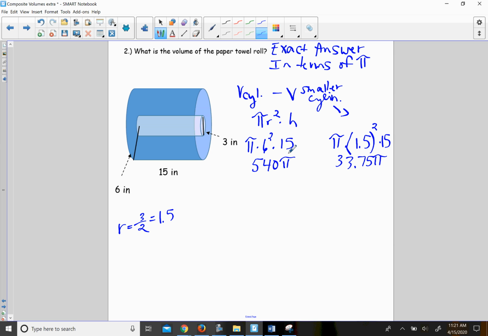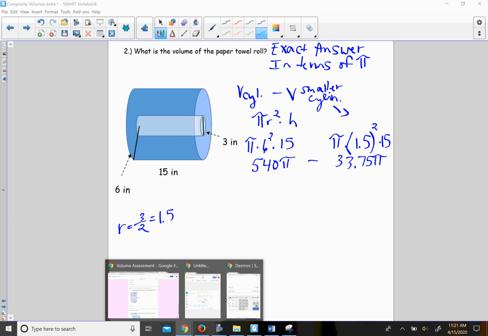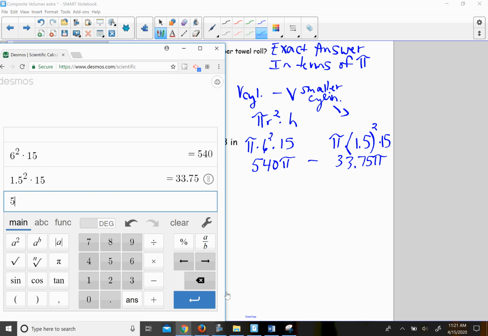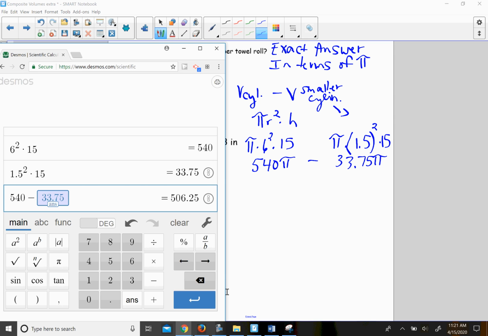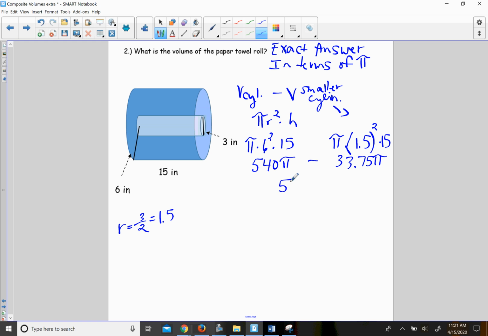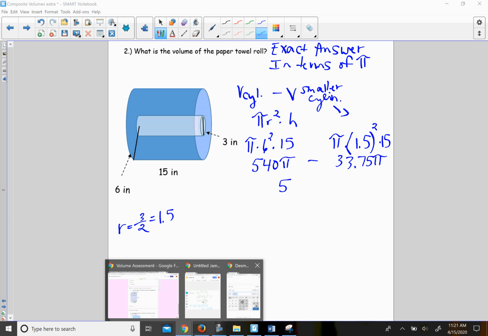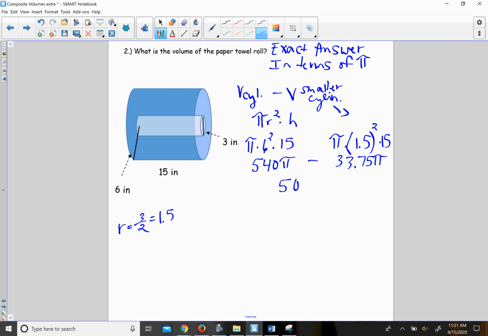So again, larger, smaller. I'm going to subtract the larger and the smaller. So I'm going to go back to my calculator once again. I want 540. Take away the answer that I just had, 33 7/75. I get 506 and 2,500. And that is in terms of pi, and we said we're going to leave the answer exact or in terms of pi because I didn't specify what to round to. So 506 and 2,500 pi, and we'll say inches cubed.